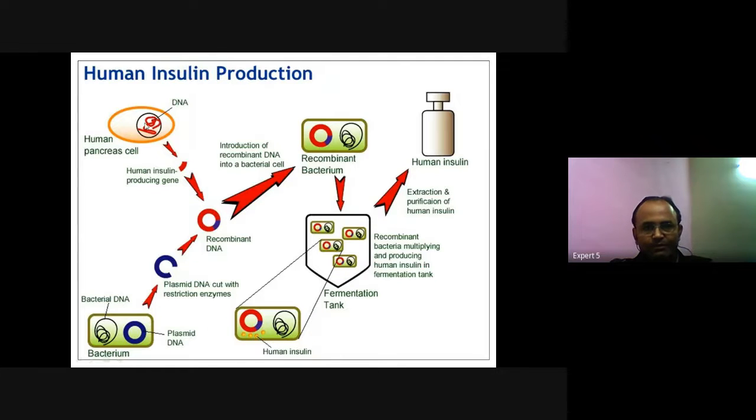Here is the large scale production. Generally, insulin genes are isolated from human pancreas cells. The A chain and B chain are individually ligated to different plasmid vectors, and then these recombinants are transferred into fermentation tanks, where they express the A chain and B chain. After further modifications, the A chain and B chain are joined with the disulfide bond, and large scale production of insulin is achieved, which is used to treat diabetic patients.